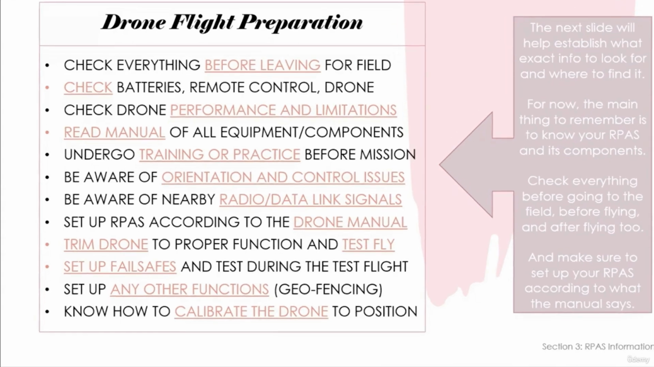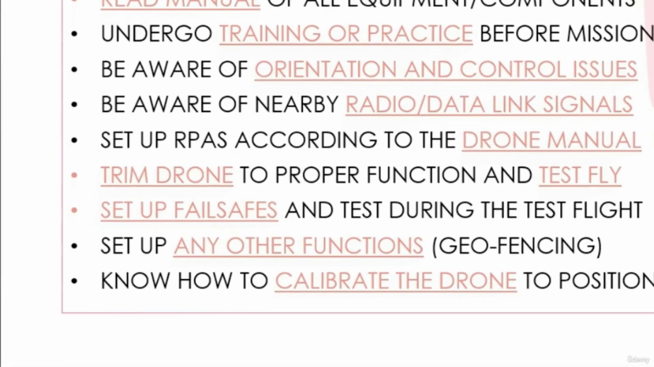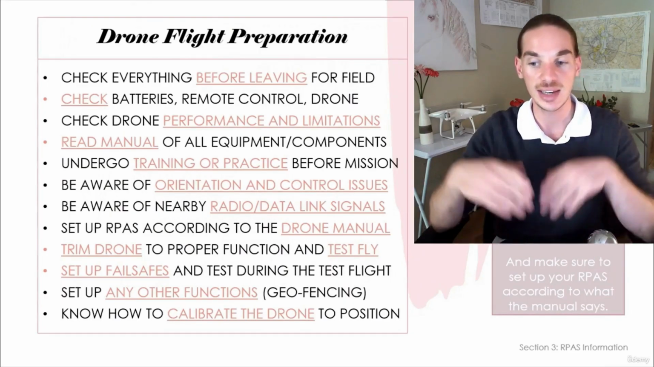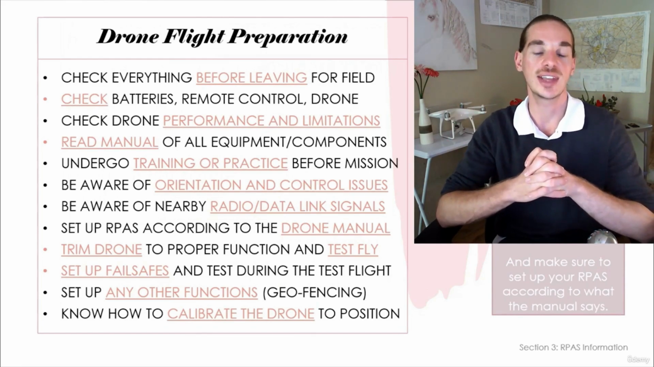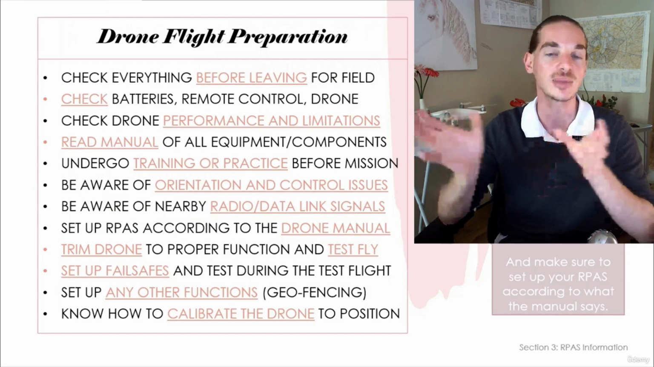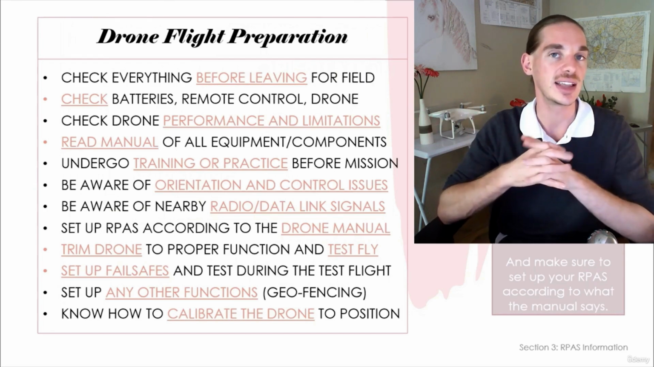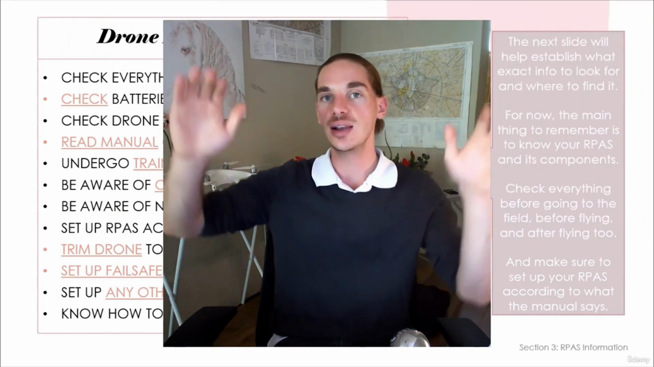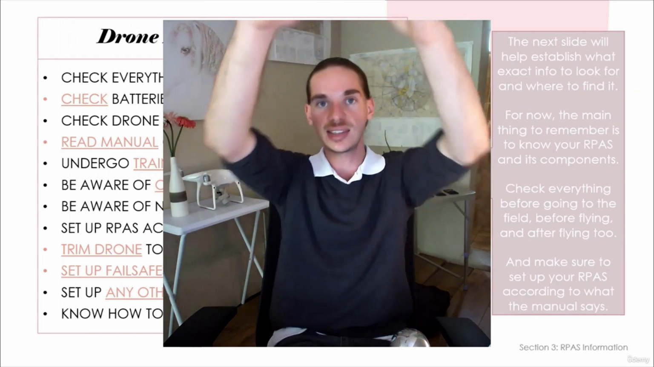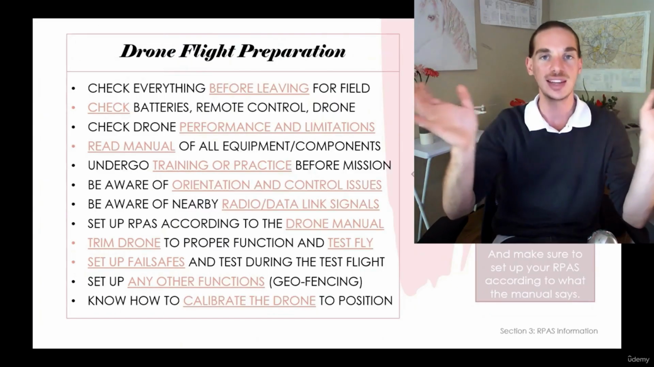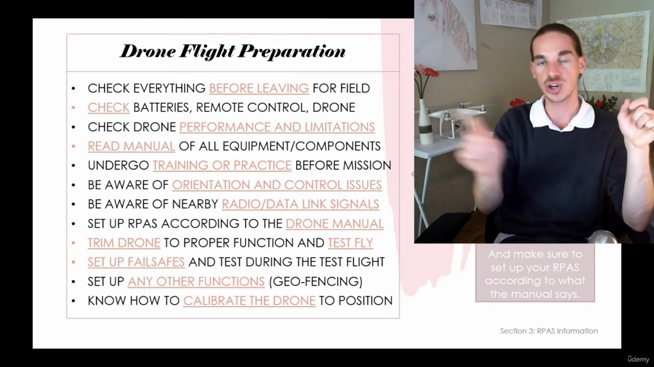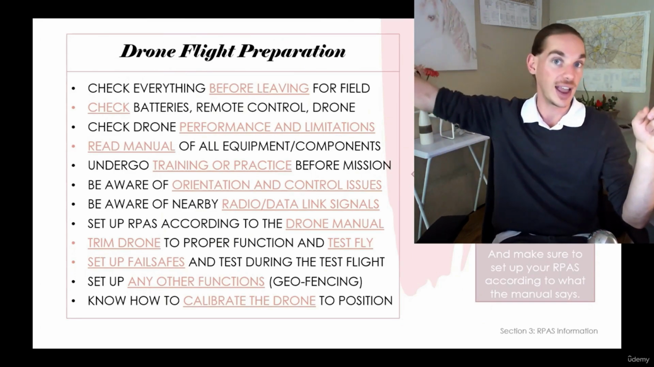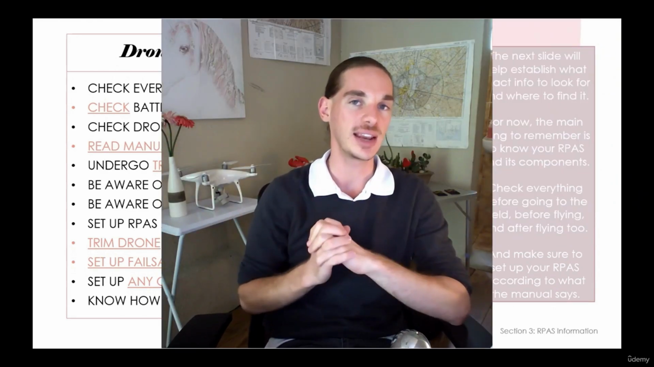You need to then set up any other functions such as geofencing. Any other functions is basically if you have a more advanced RPAS and your technology can do more to make the flight more safe, you're going to want to set those up. Geofencing literally makes it so that the drone thinks it's in a room. The drone thinks it's inside a room, and when it hits that wall, no matter how much you push on the remote control, the drone will not fly out of that wall. This is great for things like flyways.